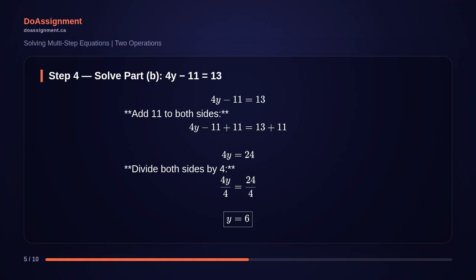For part B, we start with 4y minus 11 equals 13. Add 11 to both sides to get 4y equals 24. Then divide both sides by 4 to get y equals 6.